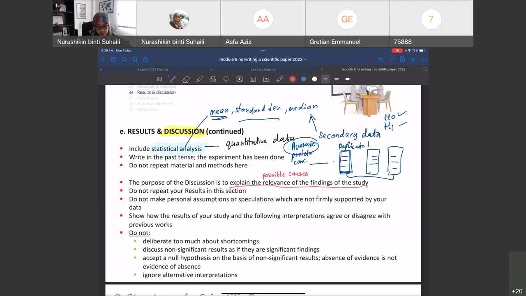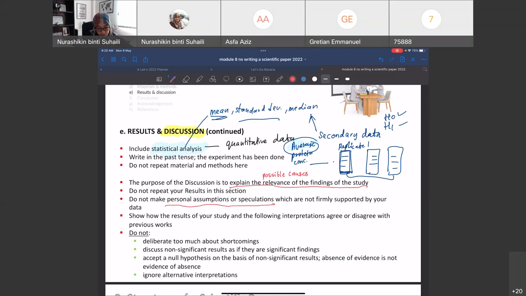Do not make personal assumption. Okay, this one, there is a way how you can actually avoid making your own assumption. You can use certain words, for example, certain terms that may not sound really strong, or something that doesn't sound like a fact. Something like that. Nanti aku tunjuk.